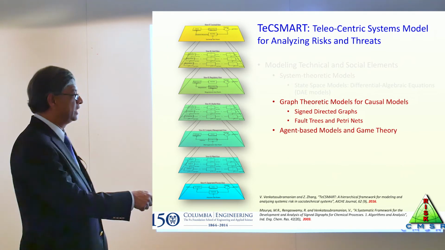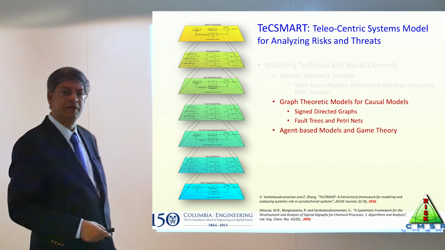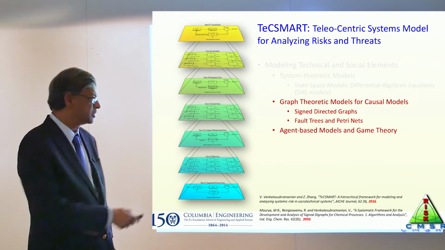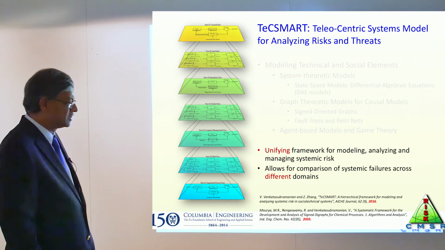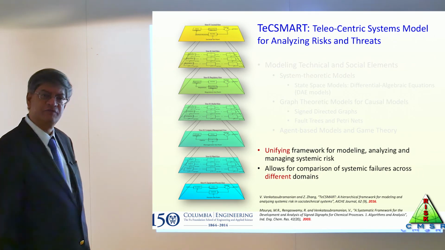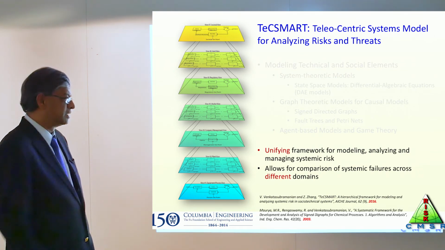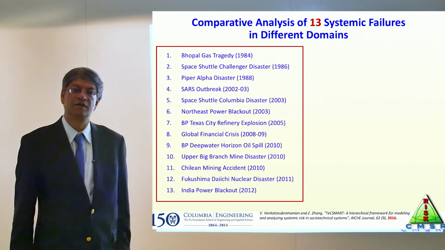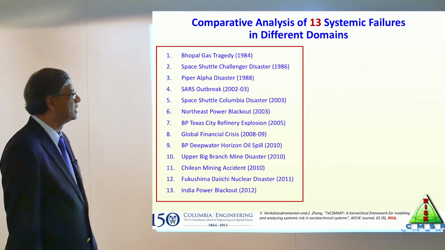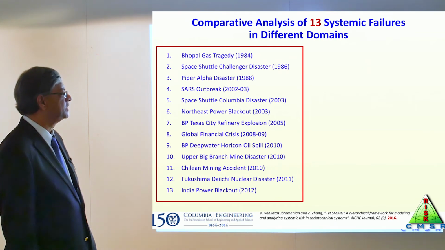And so the best you can do are graph theoretic models, which capture cause and effect relationships, or agent-based models and game theoretic models. Using this kind of unifying framework, we are able to study systemic failures across different domains. And we studied 13 major disasters in the last roughly 30 years.